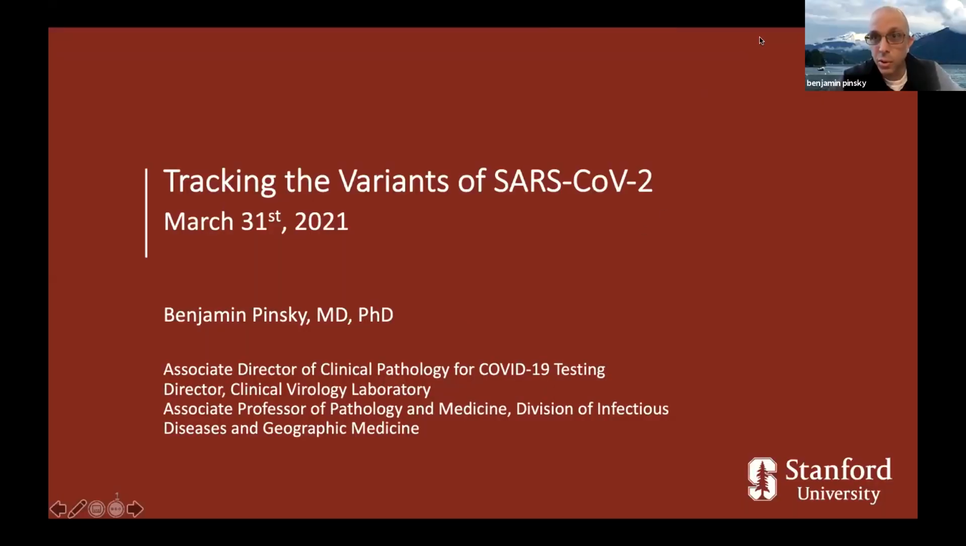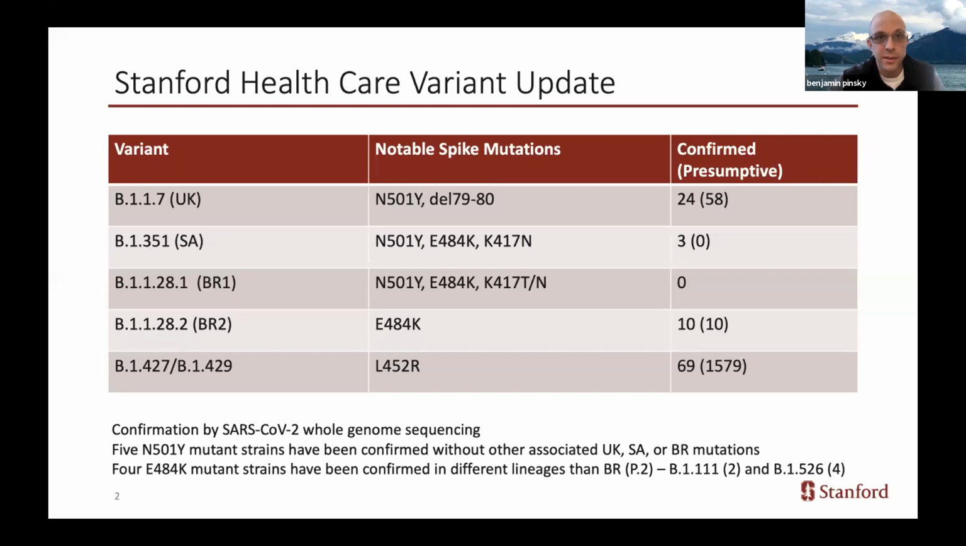Thanks, Errol, and good morning, everyone. I'll give you an update on the variants in our area. So we have continued to screen all the positives coming through the Stanford Clinical Virology Laboratory. We have seen an uptick in the number of presumptive B117 or UK variants. In addition, the California variant, or 427-429, with the L452R mutant, remains highly prevalent, about 60% of our cases.